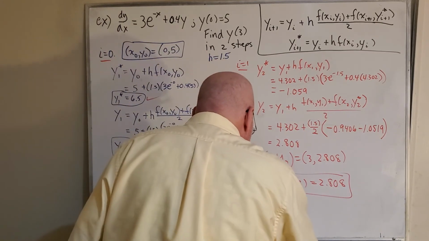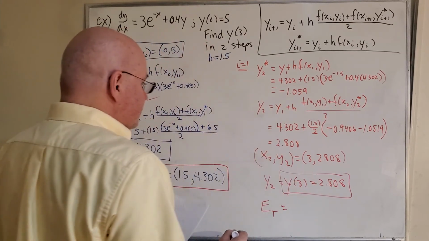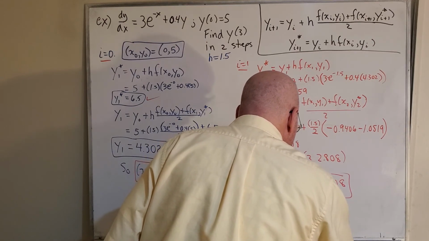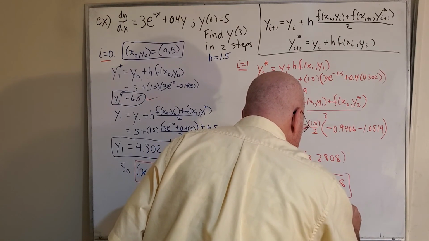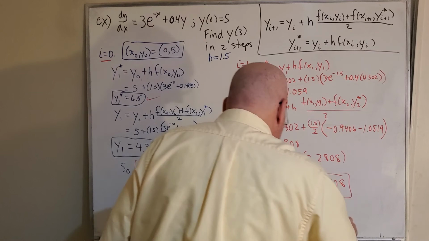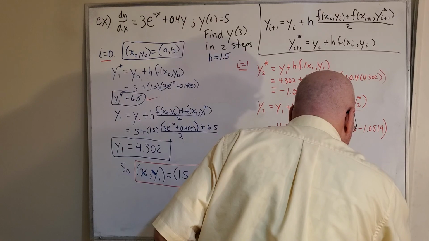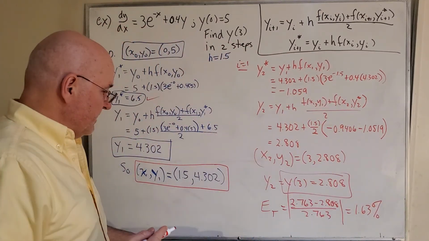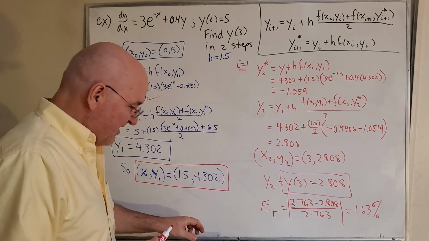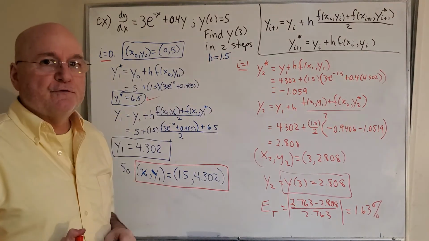And in this case, if you wanted your true error, how close that is to the true value, which was 2.763, you take 2.763 minus 2.808 over 2.763, and that relative error is 1.63%. Significantly better than using the regular Euler's method. This is substantially better, the improved method is, and I believe most of your homework will be doing the improved Euler's method.